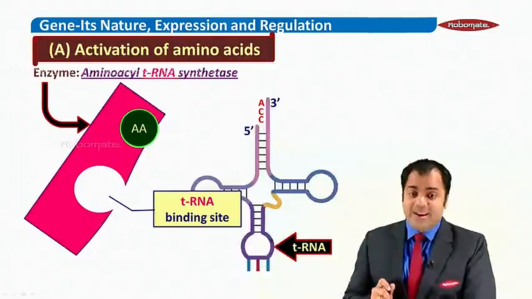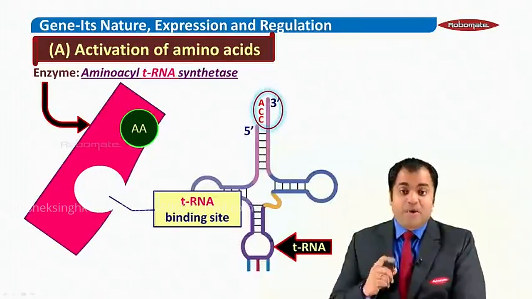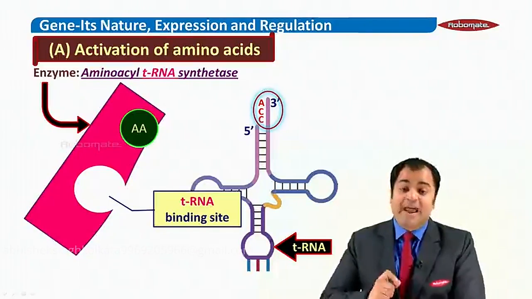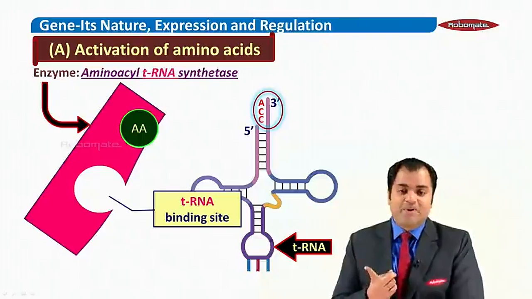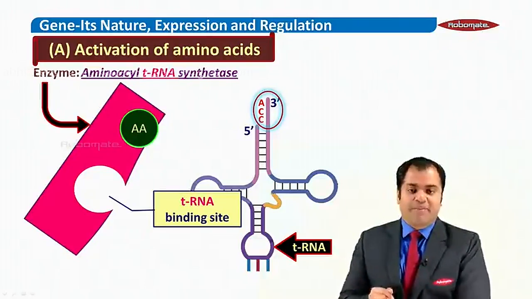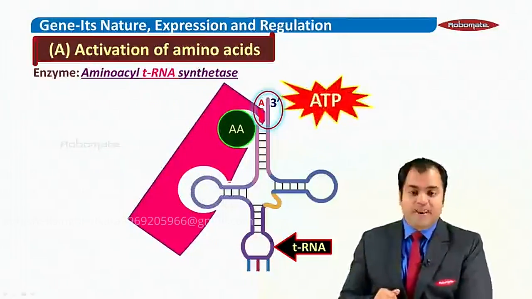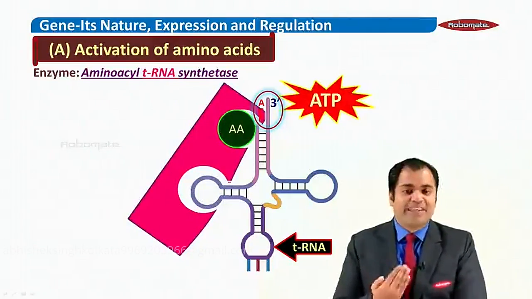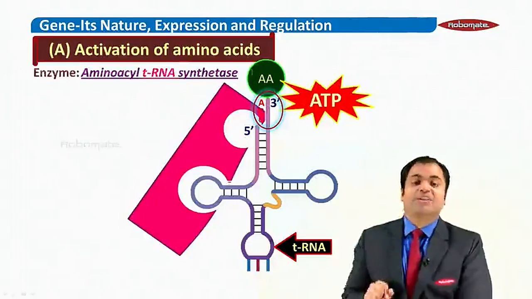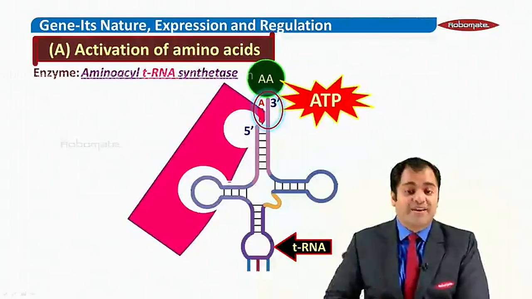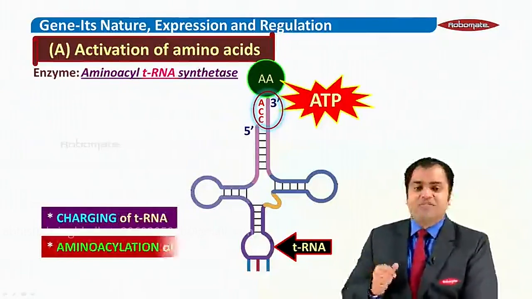So this is my tRNA, right? And there you go. The 3' end. Remember, the 3' end was called the amino acid acceptor end. Let's go ahead and take that amino acid and put it on the 3' end. And let us see how. So this enzyme will come forth, right? And in the presence of a molecule of ATP, it will take that amino acid and put it on the 3' end of the tRNA. This step is called the charging of tRNA.